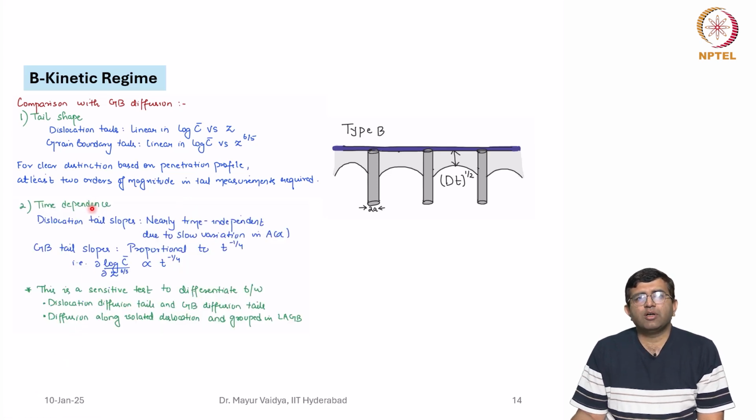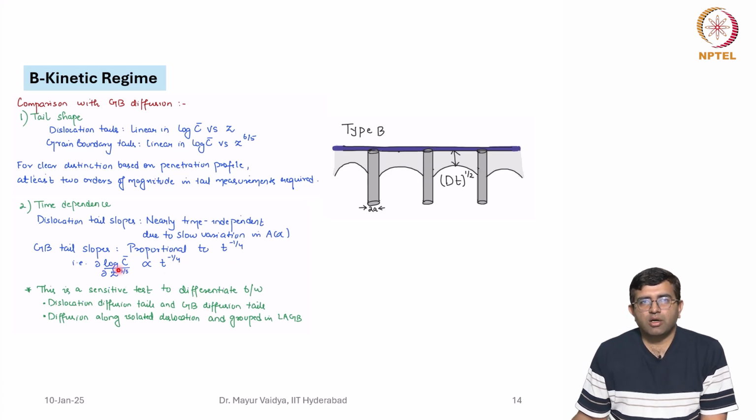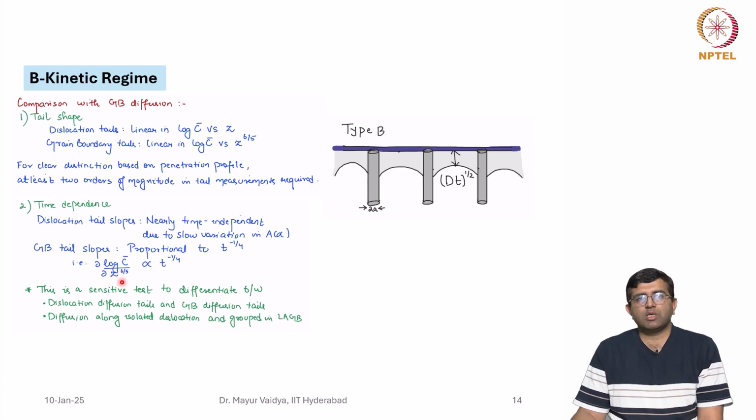Another important feature is the time dependence. The dislocation tail slopes are nearly time independent due to slow variation in A alpha, whereas the grain boundary tail slopes are proportional to t to the power minus 1 by 4. That means dou log C bar by dou Z to the power 6 by 5 is proportional to t to the power minus 1 by 4. So, this is a sensitive test to differentiate between the dislocation diffusion tails and the grain boundary diffusion tails.